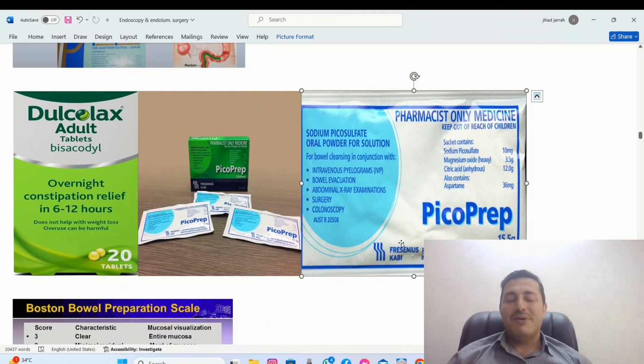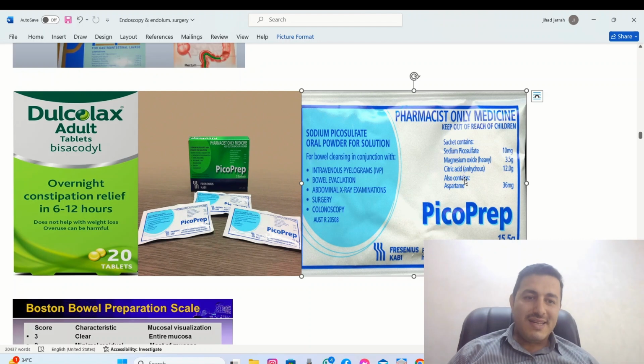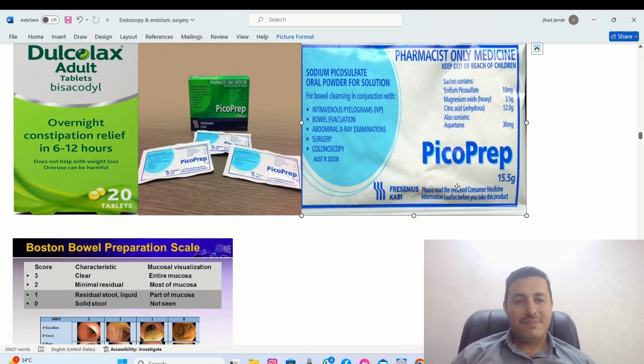We are familiar with the Pico Prep because this is what we use in our hospital. You can see the Pico Prep contains sodium sulfate, magnesium oxide, and citric acid. What are these called, sachets? I don't know. These are 3 packs.